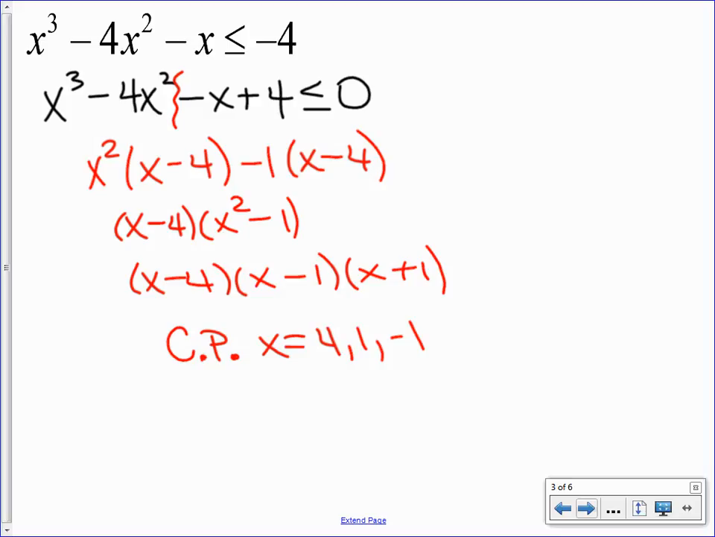Okay, so we're going to draw a number line here, and we have zeros at -1, 1, and 4. Okay. So we're going to test these intervals, okay? We're looking for when this polynomial is negative, correct? Less than or equal to 0, okay? So let's test a number to the left side of -1. What number could we plug in that would be to the left of -1? -2.